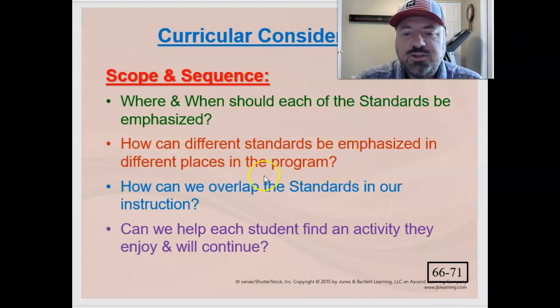How can different standards be emphasized in different places of the program? Well, you might think of NASB standard number 2 if you're in a team sports unit and talk about strategy and tactics, but you might also think of NASB standard number 4 working with teamwork, cooperation, sportsmanship, and ethics. So those 2 can be emphasized in the same exact place in the same lesson, but remember, you have to be intentional about teaching them, so you're going to have to touch on both of those subjects with your teaching.